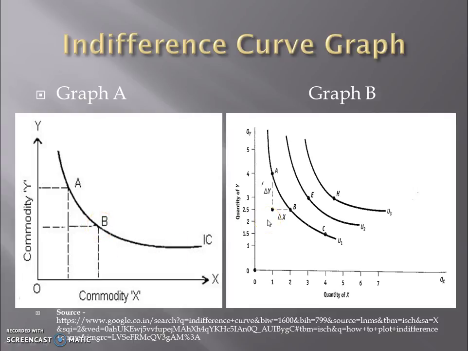The graph B shows us indifference curves at point U1, U2, and U3. The consumer, as he moves from one indifference curve to a higher indifference curve, he derives more amount of satisfaction, implying that a consumer prefers more of goods than less of goods.